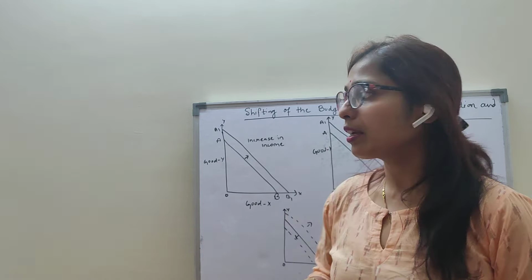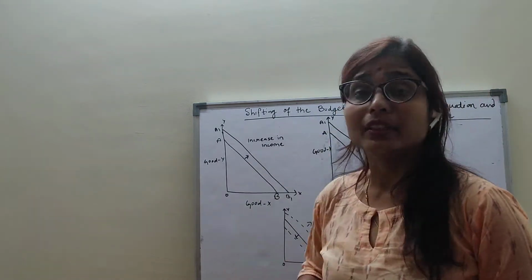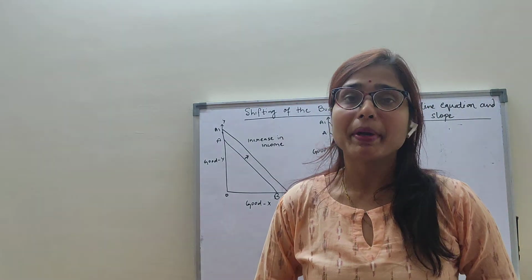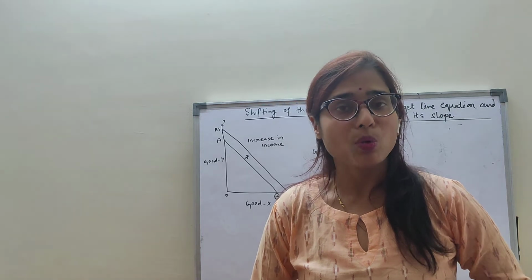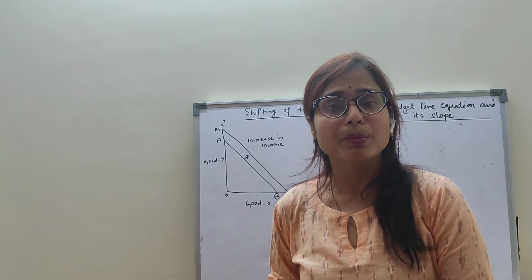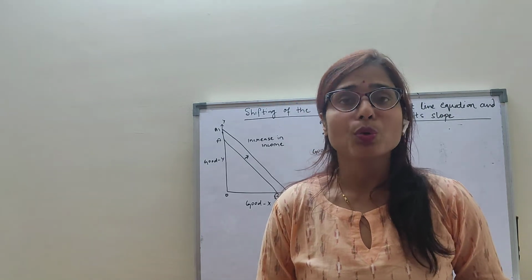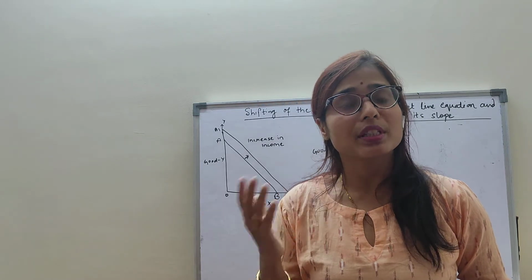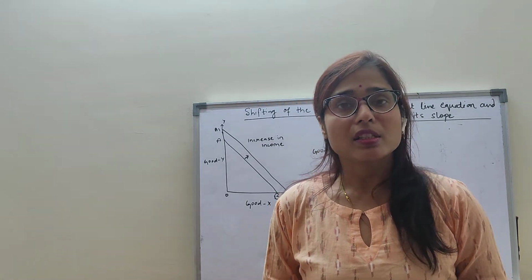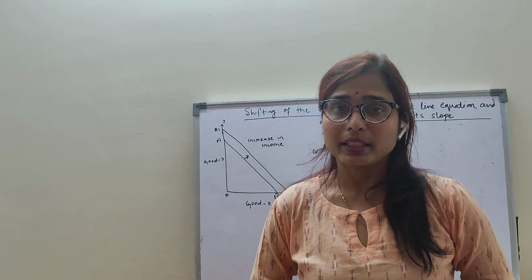So today's topic is shifting of the budget line. Shifting of the budget line depends on the following conditions. Number 1, when the income of the consumer increases. Number 2, when prices of both the goods increase. Now first discuss the change in the consumer's income.